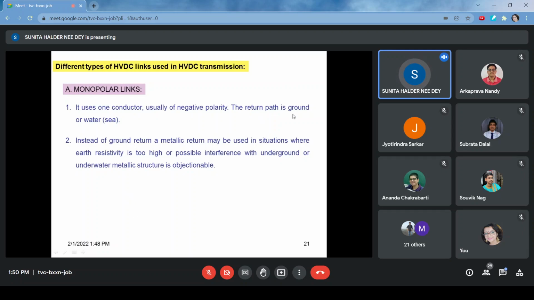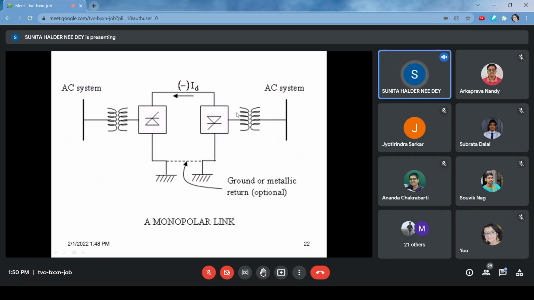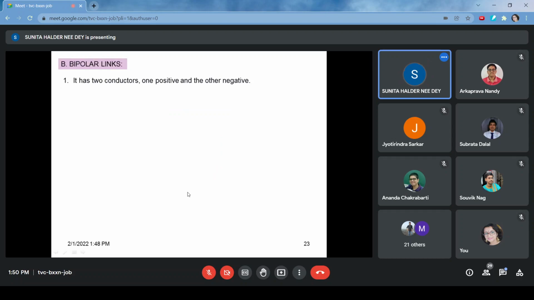Now, when this return path is not possible through ground or sea, then a metallic return is required. So this is the HVDC monopolar link. Always it is negative. Positive. The upward side of the thyristor means it is converter, rectifier mode, and the downward side means inverter mode. But this may be opposite.